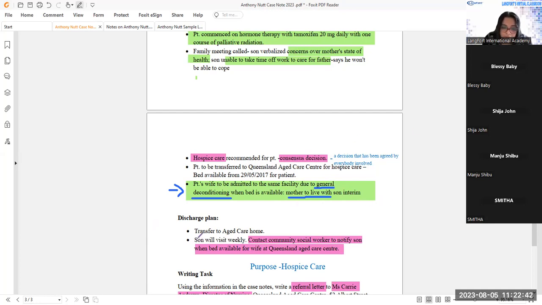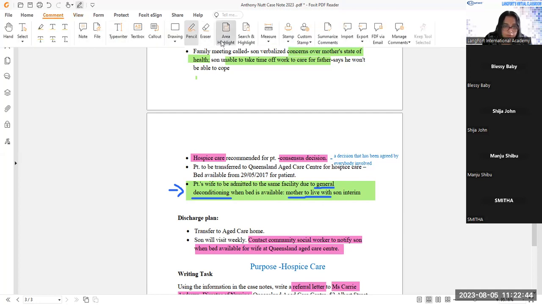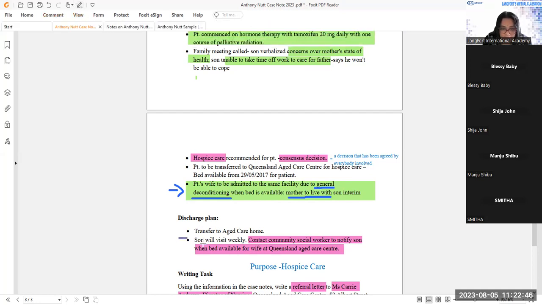Okay, and of course, we need to say the last point, right? Son will visit weekly and contacting. We need to include this as well. That is necessary. That's exactly what the reader needs to do. The son will visit weekly. That is what the son will do. We need to say that.